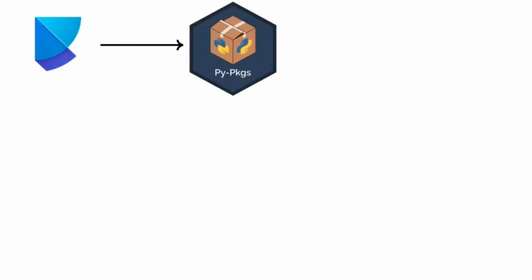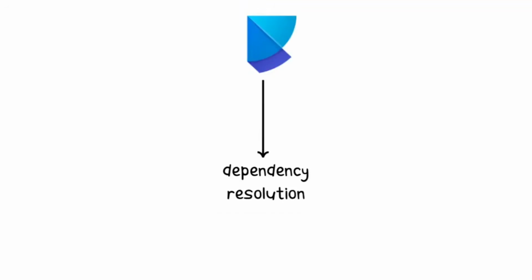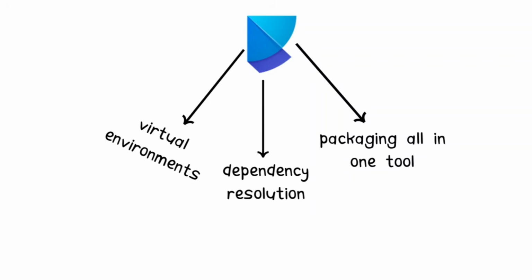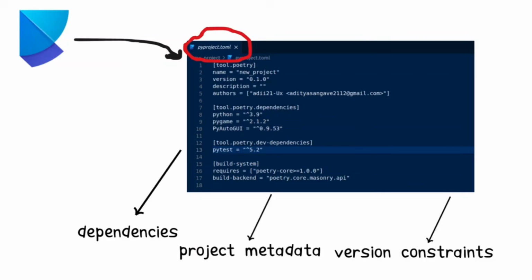Poetry. Poetry is a modern Python package manager designed for professional and production-level projects. It handles dependency resolution, virtual environments, and packaging all in one tool. Poetry uses a file called pyproject.toml to define dependencies, project metadata, and version constraints.